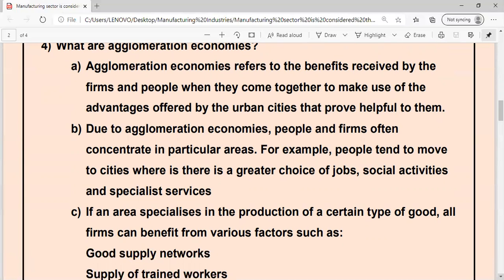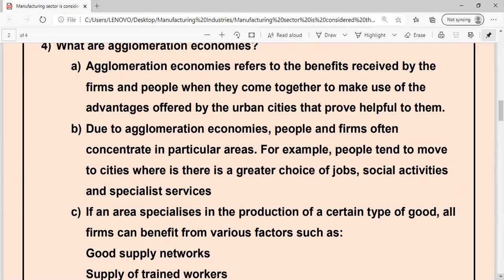Agglomeration economies means the advantages which the industries are getting with the help of certain facilities available at a place. You can tell in terms of industry too. Like if an industry comes in an area, or if 3 or 4 industries are there in an area, what kind of advantages it is offering.